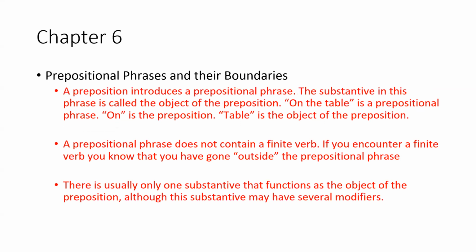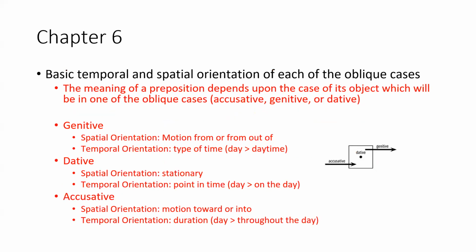So we can repeat that. Table is the object of the preposition in on the table. And then a prepositional phrase does not contain a finite verb. On the table does not contain a finite verb. If you encounter a finite verb, you know you've gone outside the boundary of the prepositional phrase. There is usually only one substantive that functions as the object of the preposition, although this substantive may have several modifiers, for instance, on the dirty, ugly table.